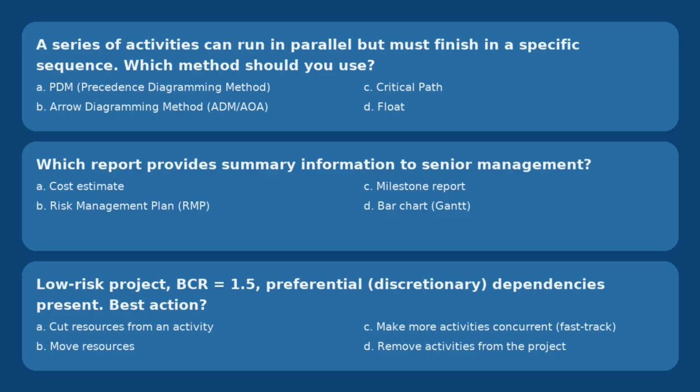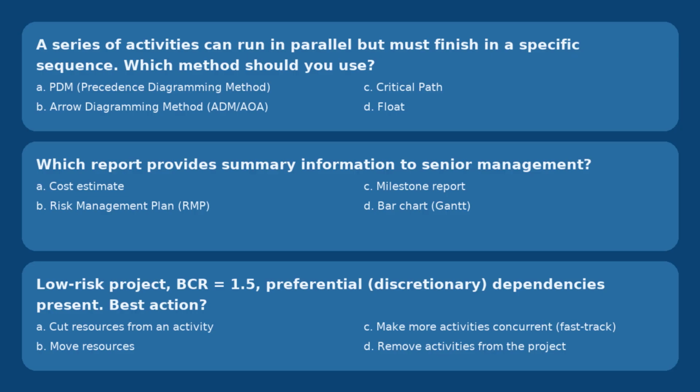Moving on to the next question. There is a low risk project, BCR is 1.5, and a preferential or discretionary dependency exists. In this scenario, what is the best action a project manager can take? Will you cut resources from an activity, move resources, make more activities concurrent, which means you fast track, or remove activities from the project? Option C is the right answer. You're going to make more activities concurrent, or fast track them.